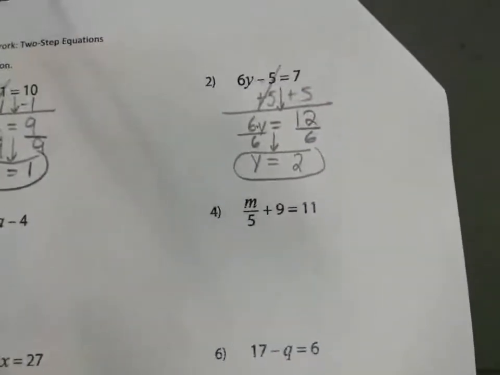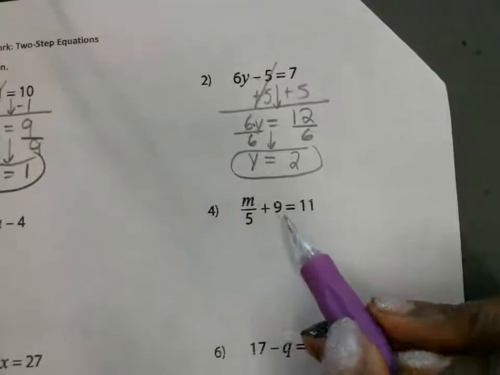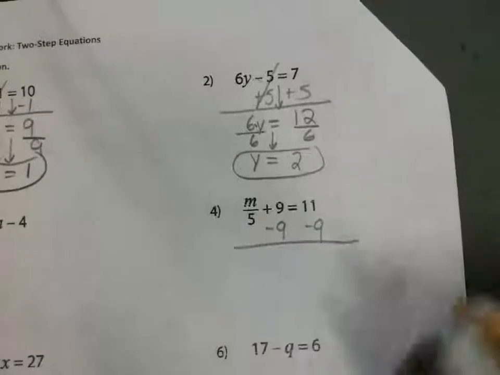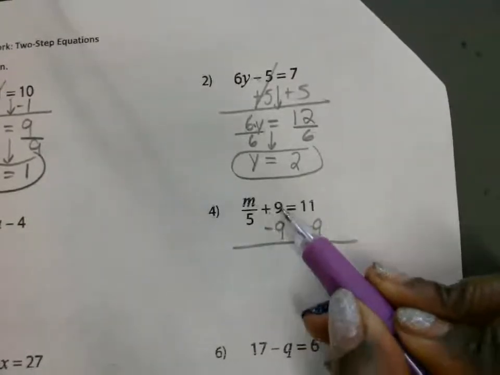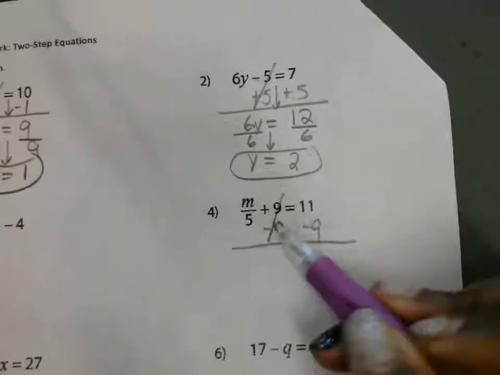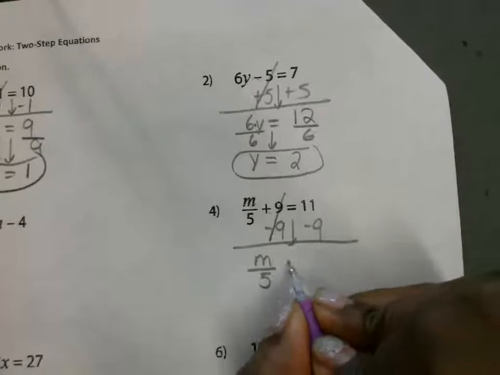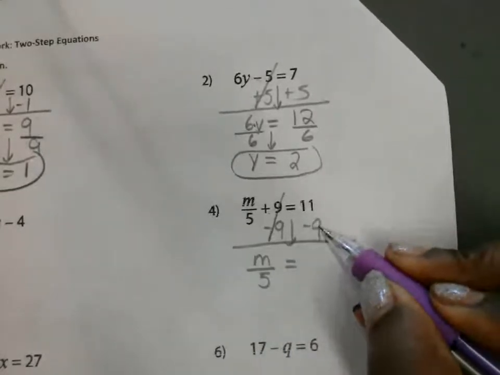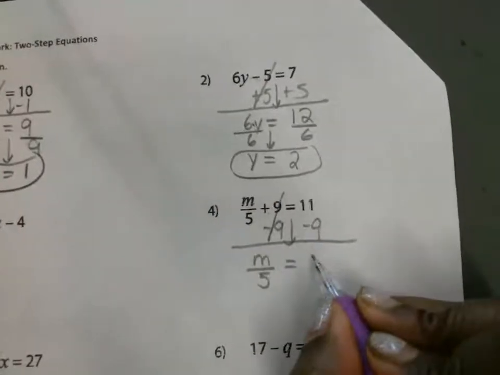Here, looks a little different, right? But we're still going to get rid of anything we can add or subtract to move first. So we're going to subtract 9 to move the 9. Add or subtraction comes first. The opposite of addition is to subtract. 9 minus 9 gives me 0, and I'm left with M divided by 5. Bring down the equal. Here I get 11 minus 9. 11 minus 9 is 9, 10, 11. That's 2.